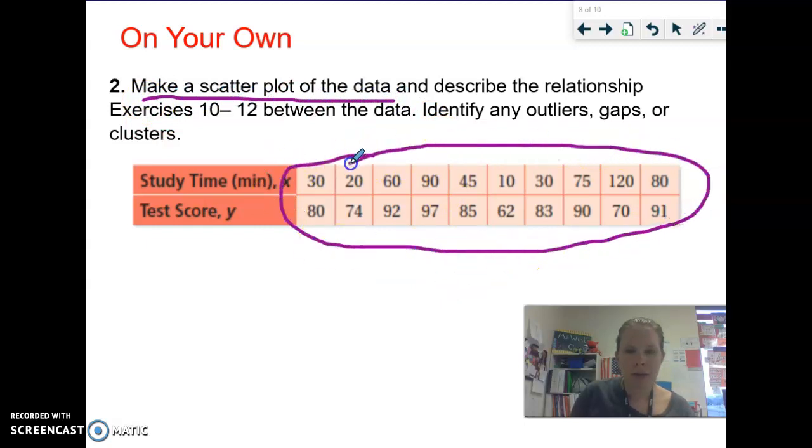Try and relate it back to what we were just doing. Is it strong? Is it weak? Is it linear? Is it non-linear? Is it positive? Is it negative? Do you see these outliers, these gaps, or these clusters? I'll come back here in a second, so go ahead, pause the video, try and figure out how to set this up. Start the video again when you want to see my answers.